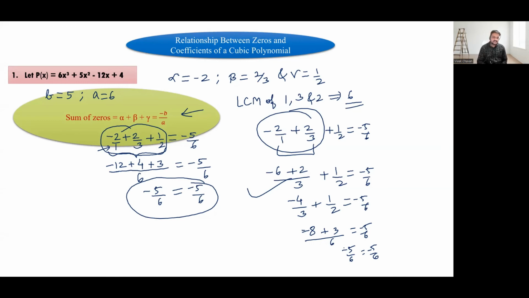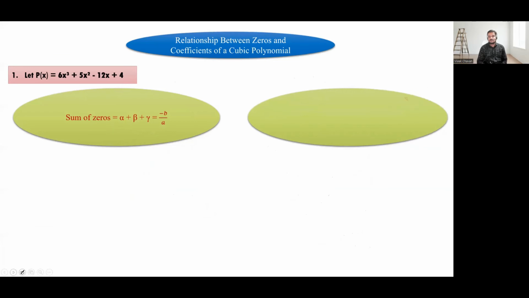Okay, so now next, this was about the sum of zeros. Now next we have to verify the product of zeros. So our zeros, alpha is equal to what? Alpha is equal to -2. Beta is equal to what? It is equal to 2 by 3, and gamma is equal to 1 by 2. So now we'll put the values and verify it. So -2 multiplied by 2 by 3 multiplied by 1 by 2 is equal to -d upon a.